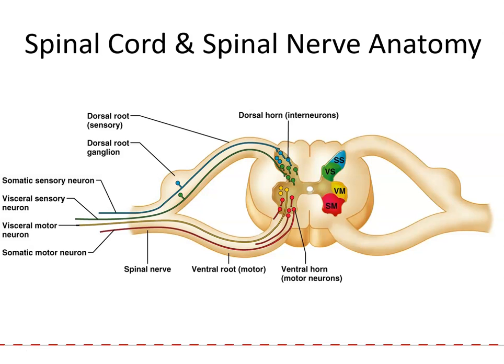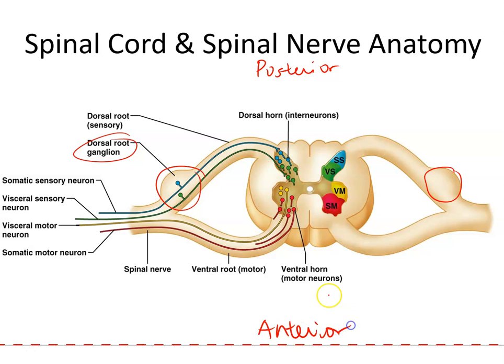So let's start with the dorsal root ganglion. That is this portion right here. It is probably the easiest thing to spot. It is a bulb-shaped structure on this particular root of the spinal nerve. This is the landmark that I would look for to help me differentiate the dorsal or posterior side of your picture from the anterior or ventral side of your picture.